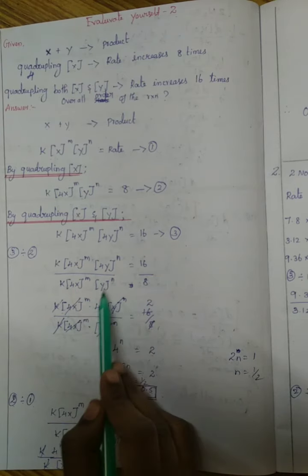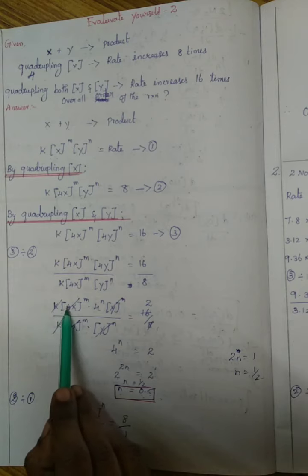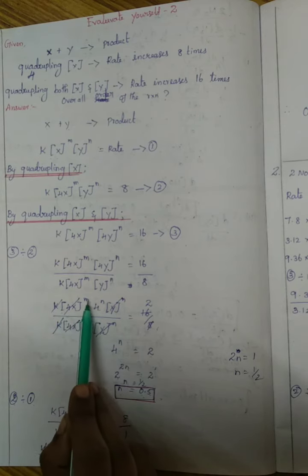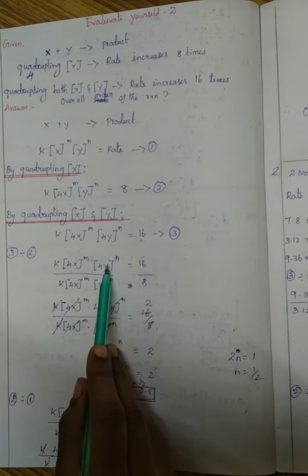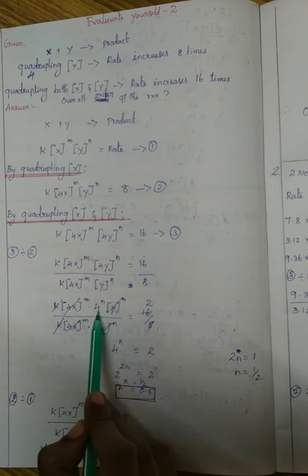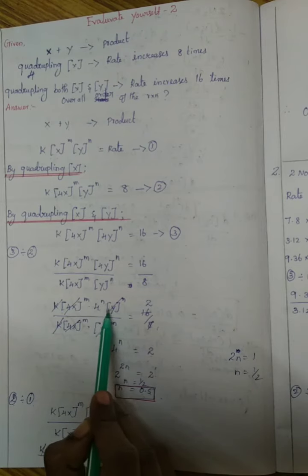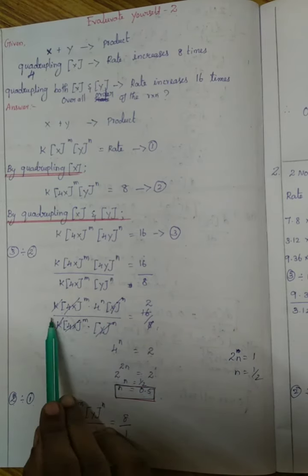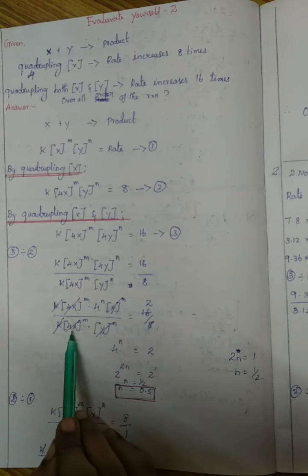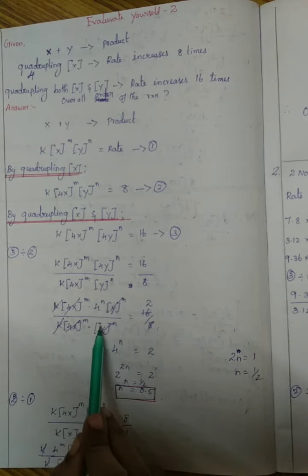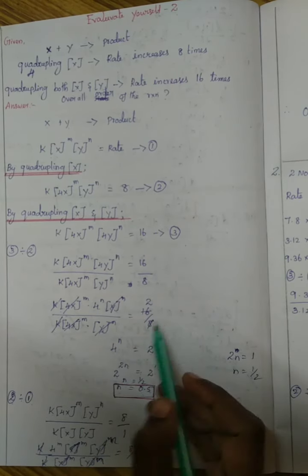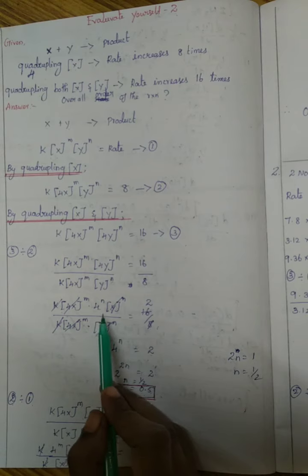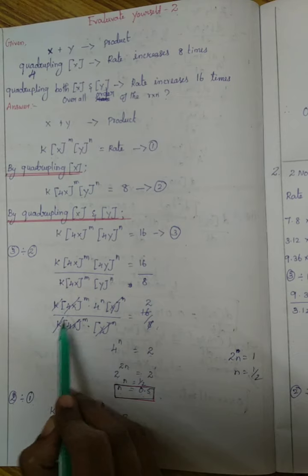Now I am going to expand this. K concentration of 4x power m into this n will be considered for 4 and y. So I will write it like that, 4 power n concentration of y power n, divided by k concentration of 4x power m into y power n. Then 16 divided by 8. Now the terms that are equal in both equations, we are going to cancel. So k and k will be cancelled.